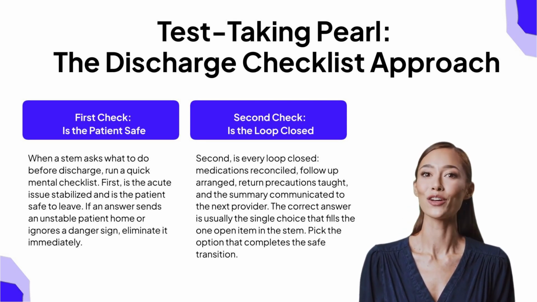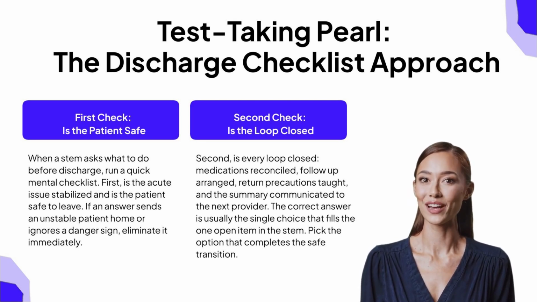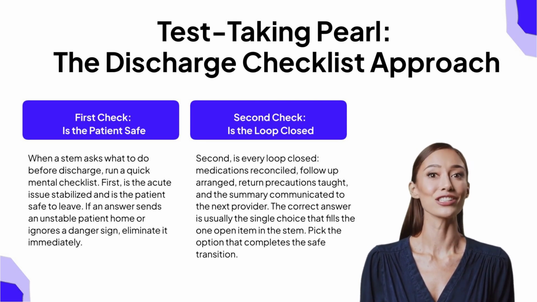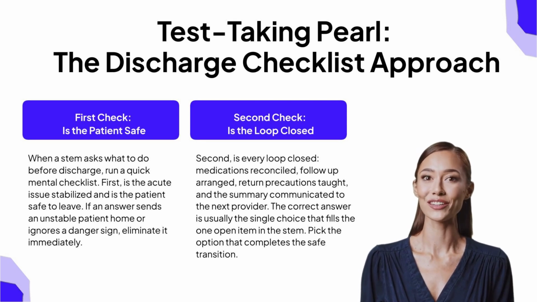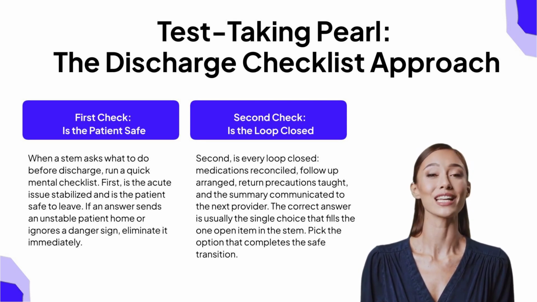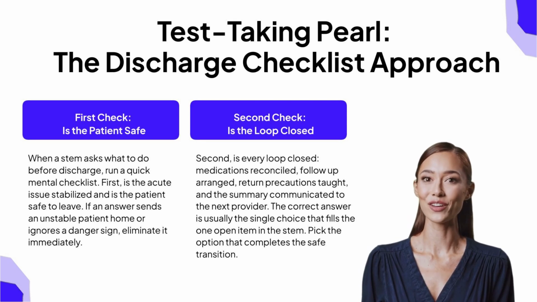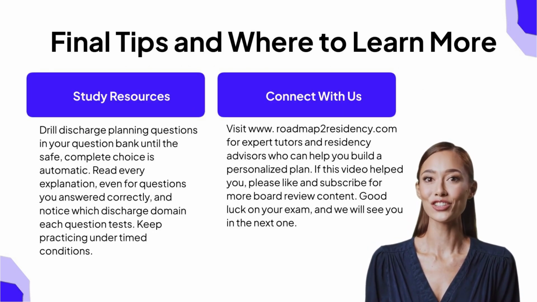Second check, is the loop closed? Ask whether the medications are reconciled, the follow-up is arranged, the return precautions are taught, and the summary is communicated to the next provider. The correct answer is usually the single choice that fills the one open item in the stem. Train yourself to pick the option that completes the safe transition, and discharge questions become much faster and much cleaner. That wraps up our review of discharge planning question strategy.